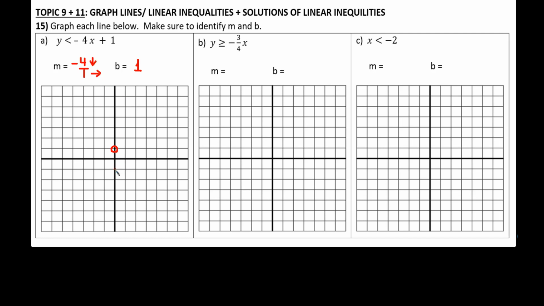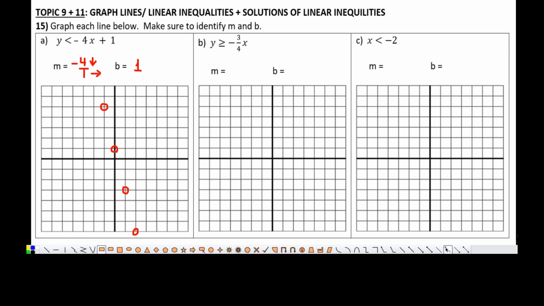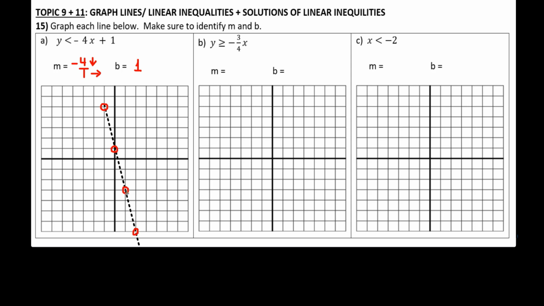So down 1, 2, 3, 4 over 1. Then backwards, 1, 2, 3, 4 over 1. And then remember, you're going to use a dotted line. So let's use a dotted line right there. And there we go. This is our line.